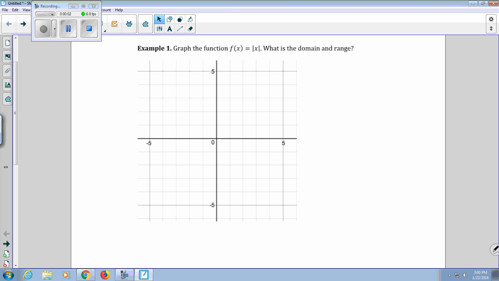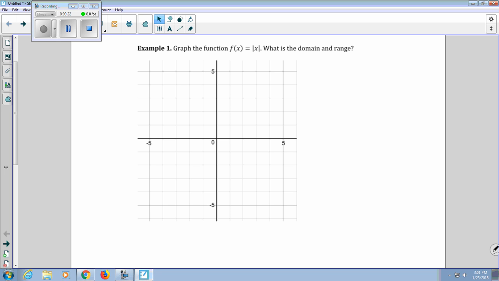In example 1, I want to graph the function f of x is equal to the absolute value of x. So we'll get some practice using function notation. And then once we get the graph, we can use that to determine the domain and range. You could still use a table of values if you want to call it y is equal to the absolute value of x. But again, I'm just practicing with function notation.